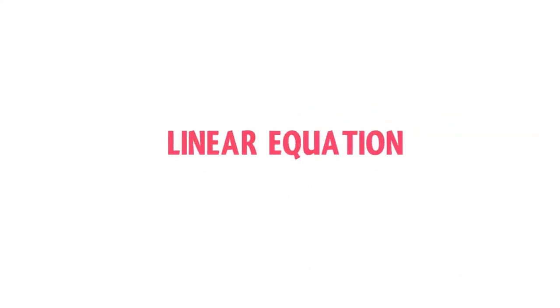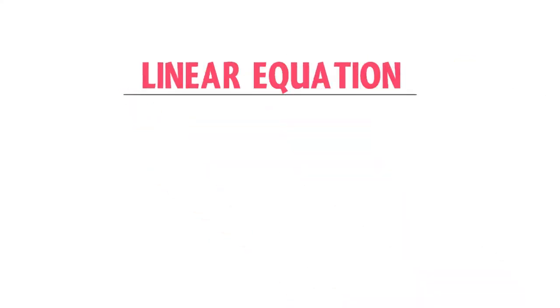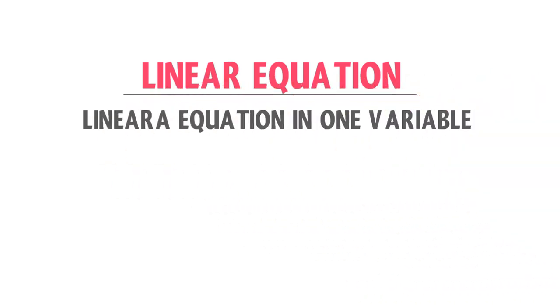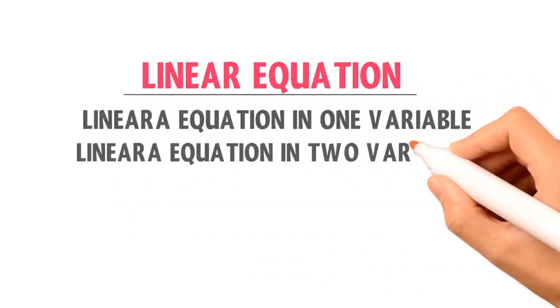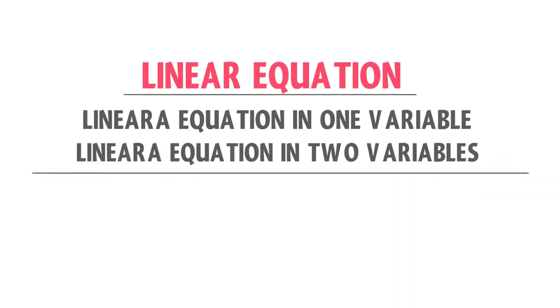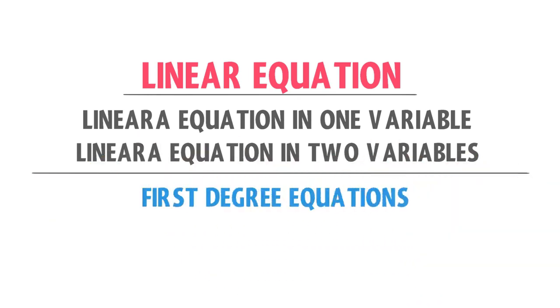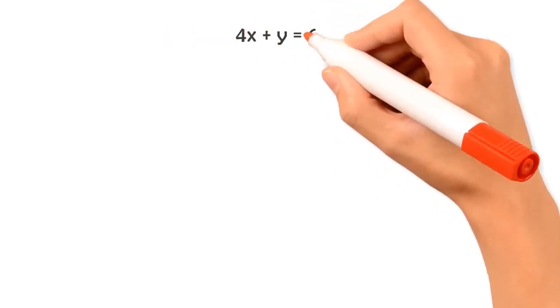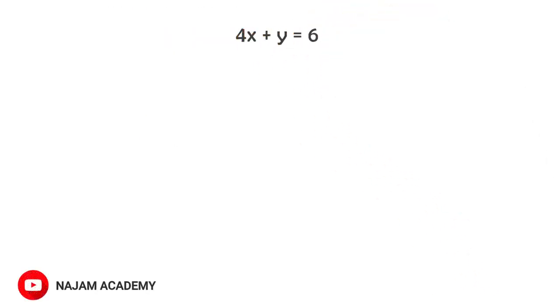Linear equation. In this lecture, we will discuss linear equation in one variable and linear equation in two variables, which are first degree equations. If I write 4x plus y is equal to 6, in this equation, there are three terms: 4x, y and 6.